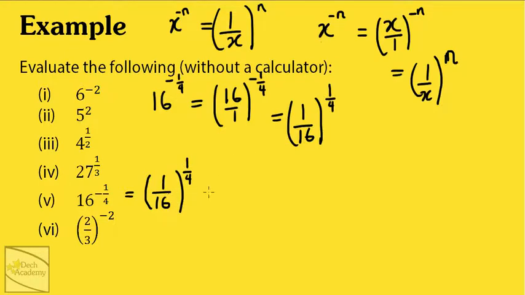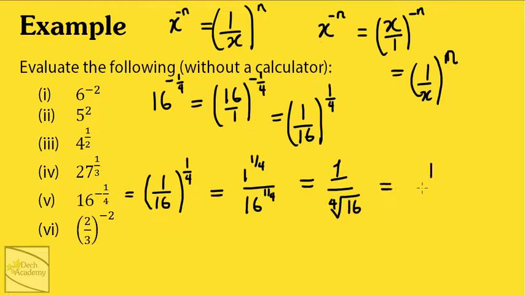So now I have 1 over 16 all raised to the power of 1 over 4, which is the same thing as 1 raised to the power of 1 over 4 divided by 16 raised to the power of 1 over 4. 1 raised to any power is 1. 16 raised to the power of 1 over 4 is the fourth root of 16. So what we'll have is 1 over the fourth root of 16, which is 2. And a good way to check this is as follows. 2 times 2 is 4, times 2 is 8, times 2 is 16. So the fourth root of 16 is 2. So the answer is 1 over 2.